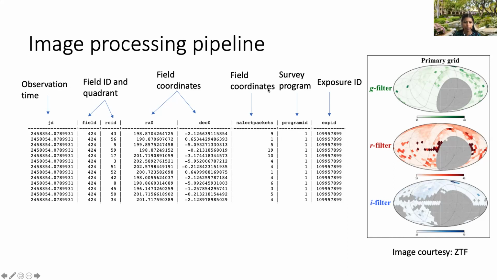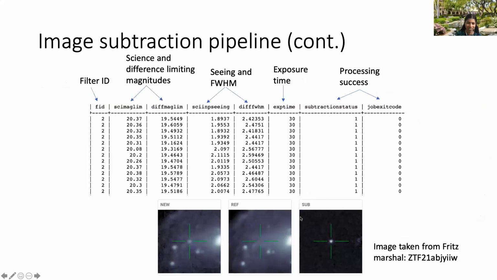And here are the number of alert packets that were produced in every single quadrant. So this is how many different alerts were detected. Finally, there's a program ID, which we talked about earlier, the MSIP partnership or Caltech. So in this case, this is the public survey, the exposure ID, and then it's a very large table.